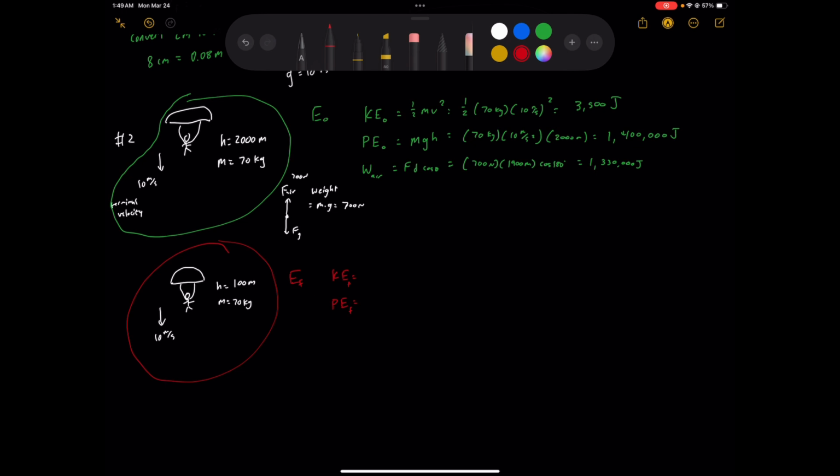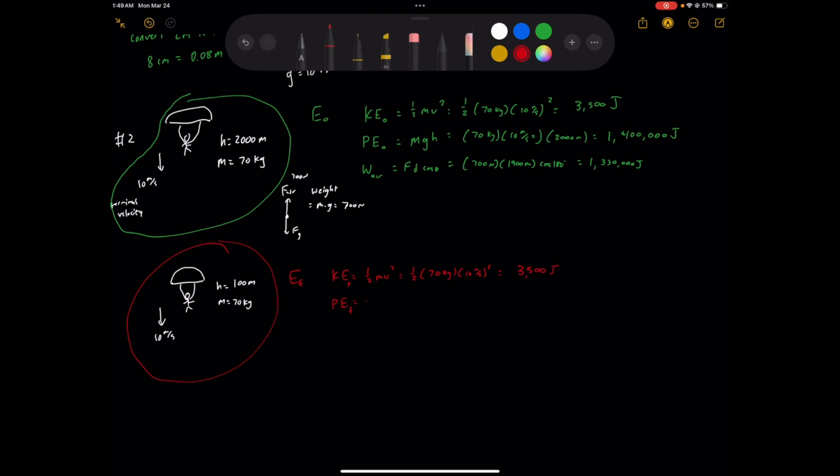Now let's look at the final energy. Well, his final kinetic energy is going to be the same as his initial because he is traveling at the same speed. I'll write it out for the sake of consistency. Times 10 meters per second quantity squared. And we get the same number, 3,500 joules.